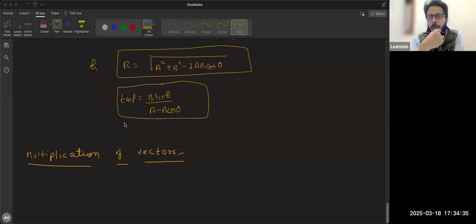So, last week we just had one class where we finished up to subtraction of vectors. Now we'll continue with multiplication of vectors and then we'll start electrostatics.